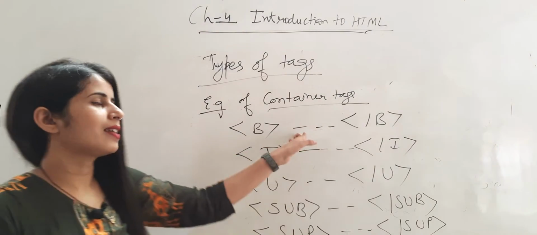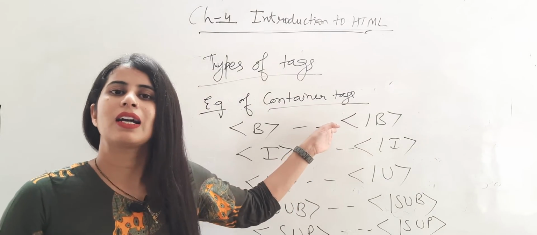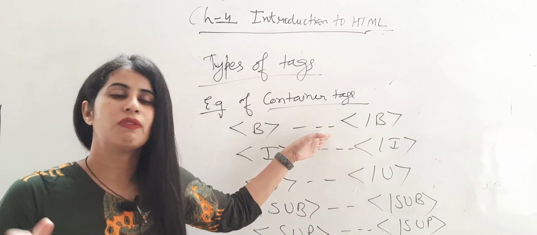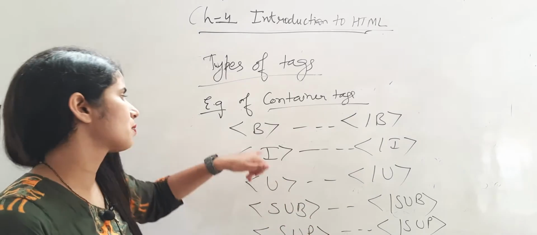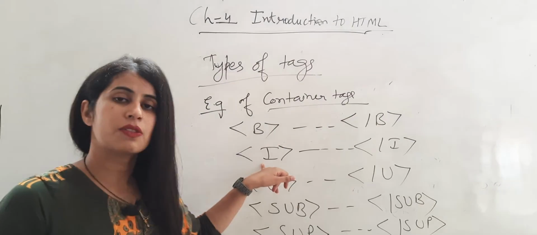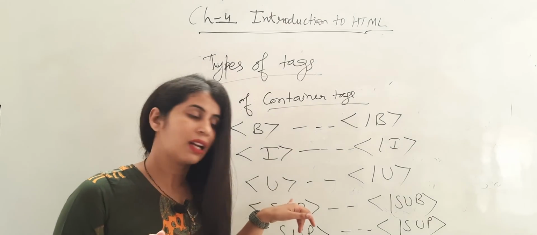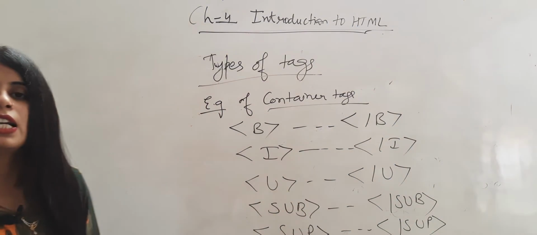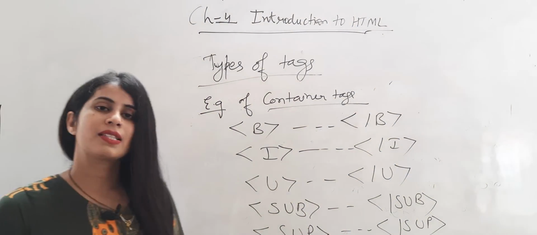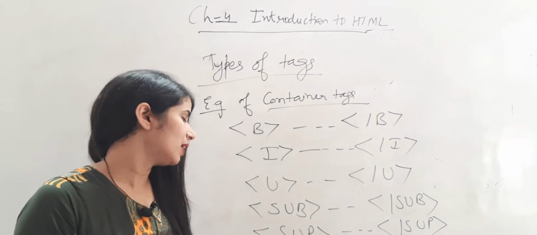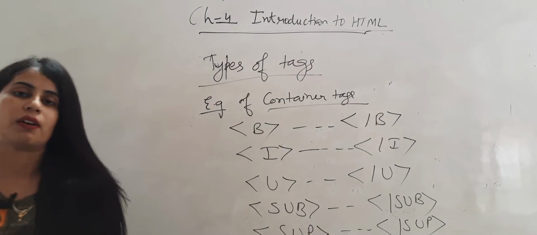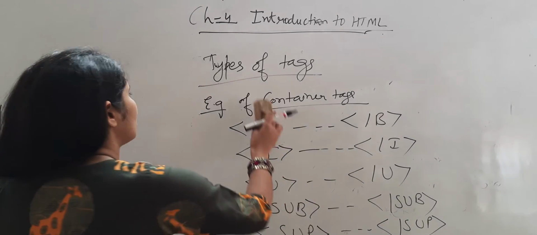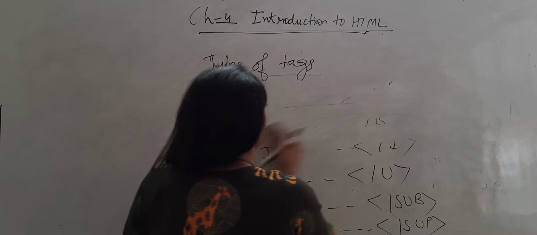Okay, the text that is in between is known as the content. Okay, that on which we want to apply these kinds of text. B stands for bold, I stands for italic, U stands for underline, SUB stands for subscript, SUP stands for superscript, and P stands for paragraph. Okay. So these are the examples of container tags.